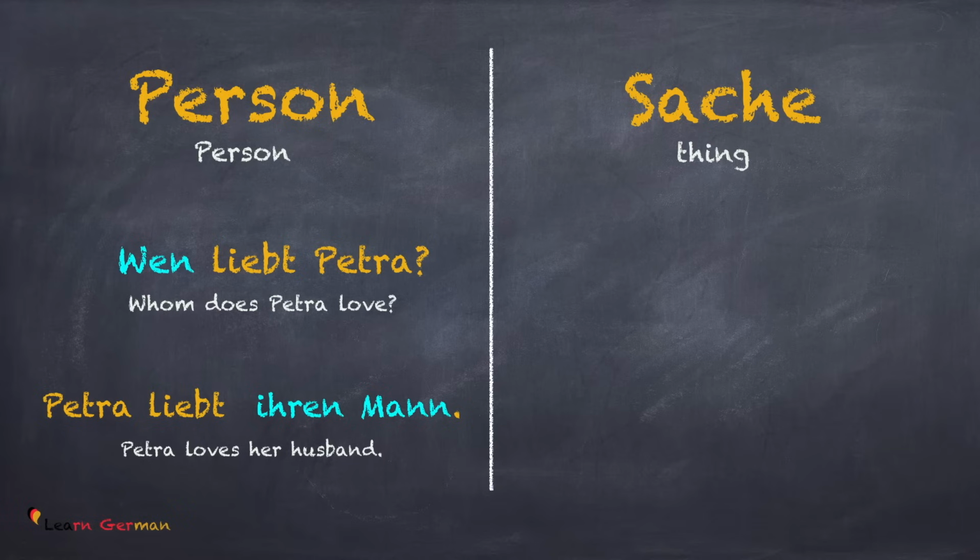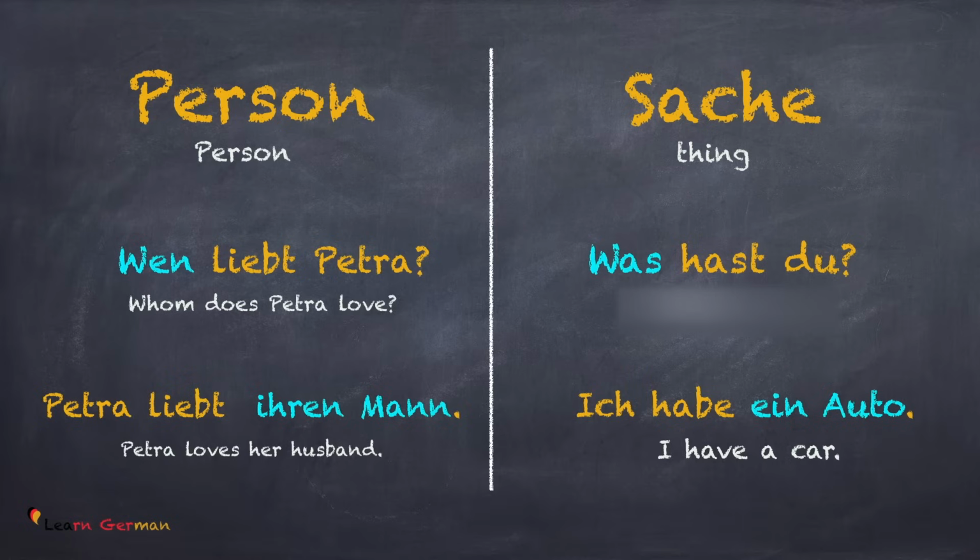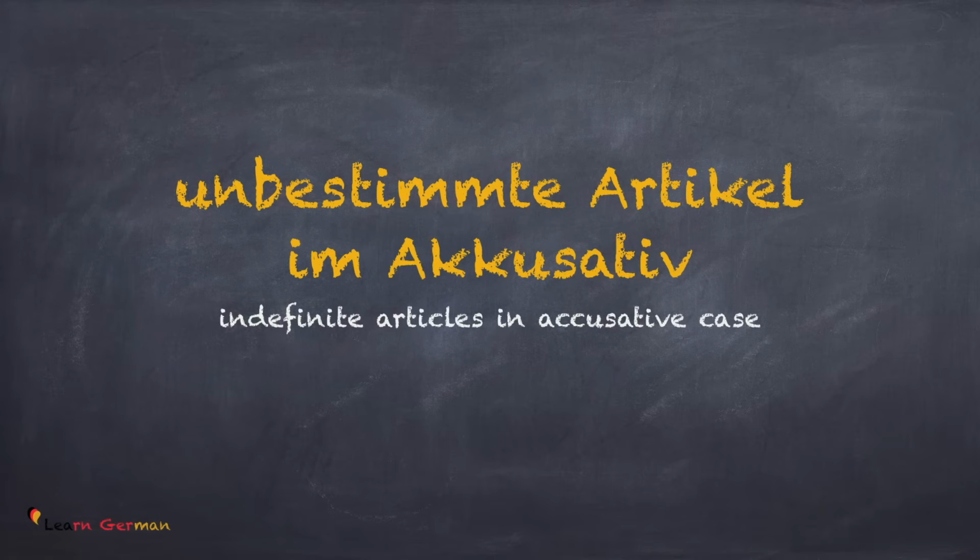Coming to the next one. Was hast du? Ich habe ein Auto. So in this case, when my accusative object is a thing, my question will be was. Now, let's move on. Unbestimmte Artikel im Akkusativ. If you don't remember about unbestimmte Artikel, you can check out our video on unbestimmte Artikel im Nominativ.